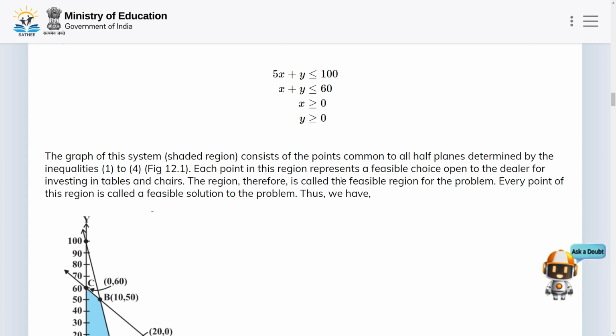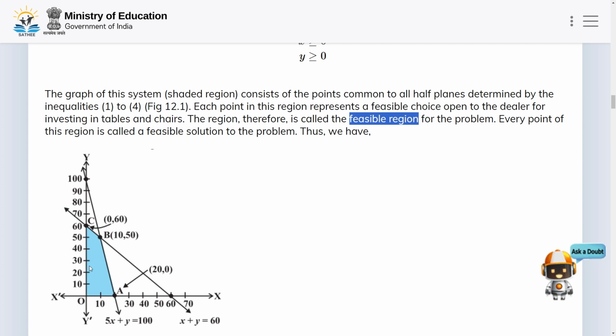The region is therefore called the feasible region. Every point of this region is called a feasible solution to the problem. I hope that it is clear. What do we mean by feasible region? The region where, if you apply those points, all the constraints are satisfied, and they are the possible candidates for the solutions.